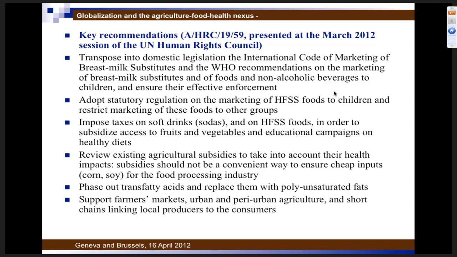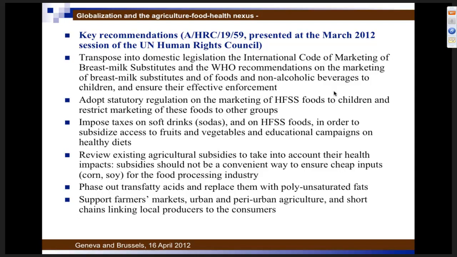A first recommendation is that countries should implement much better the 1981 International Code of Marketing of Breast Milk Substitutes and the recommendations adopted within the World Health Organization on the marketing of breast milk substitutes and of foods and non-alcoholic beverages to children. Today we have about 103 countries who have regulations in place that implement this international code on the marketing of breast milk substitutes, but in fact in only about 50 of these countries is there any enforcement mechanism in place. And in fact, in only some 37 countries, apparently, are these enforcement mechanisms effective in discouraging companies from advertising substitutes to breast milk.